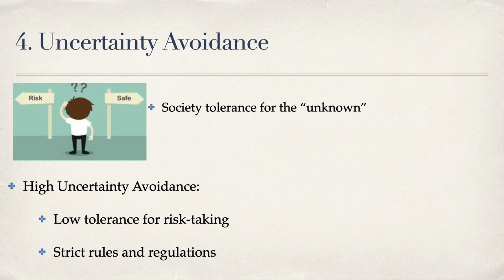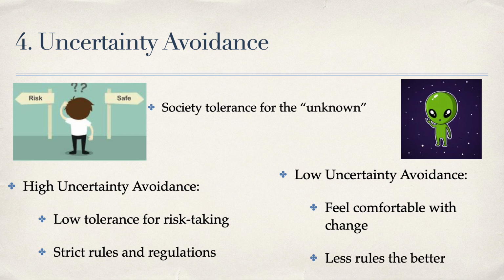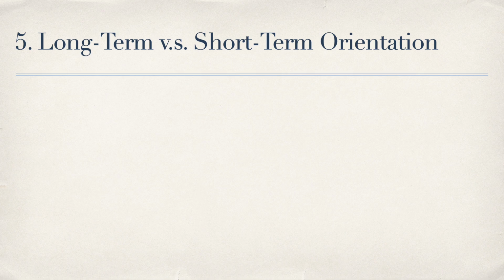Individuals seek to minimize the unknown through strict rules, regulations, and more. People have also been found to be more emotional. Cultures that are found to have a low avoidance of uncertainty accept and feel comfortable in an unstructured situation or a changeable environment. People will feel comfortable with few rules and are most tolerant towards change.